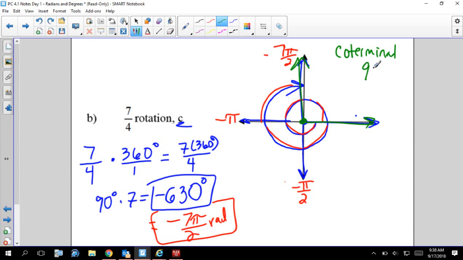Positive 90 degrees. Excellent. Can somebody give me a negative version of the same terminal side? Negative 270. Are those the only options out there? So if I were here at 90 degrees and I wanted a different positive angle, what could I do? How far around? So you can keep adding or subtracting 360 to get any coterminal angles at all.